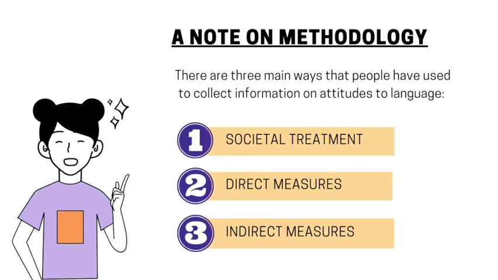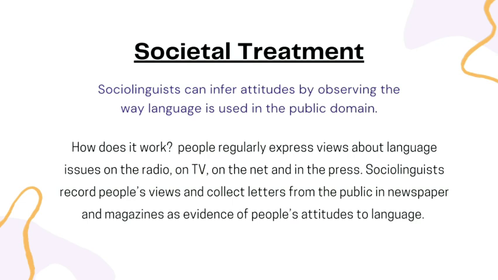So there are three main ways that people have used to collect information on attitudes to language. The first one is societal treatment. Here, sociolinguists can infer attitudes by observing the way language is used in the public domain. A wide variety of materials can be used for this purpose. There are lots of examples regarding the first method.